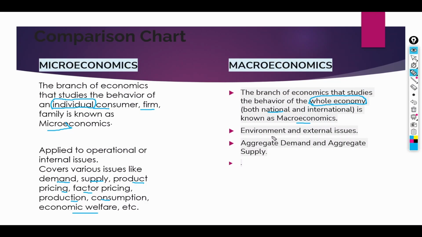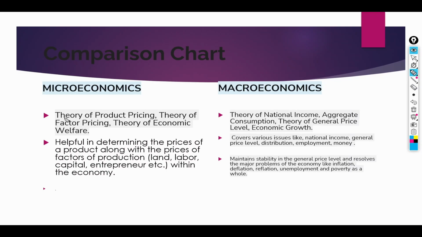So in this, the environment and the external issues we keep in mind because it's a larger perspective. So the impact on the environment will be how much and what. So they have to keep these things in mind. Then aggregate demand and aggregate supply. Here it was only demand and supply. Here aggregate means all together, how much demand is there or how much supply is needed in a larger perspective for a country. Next difference is in microeconomics, theory of product pricing comes, theory of factor pricing will come, and theory of economic welfare will come.